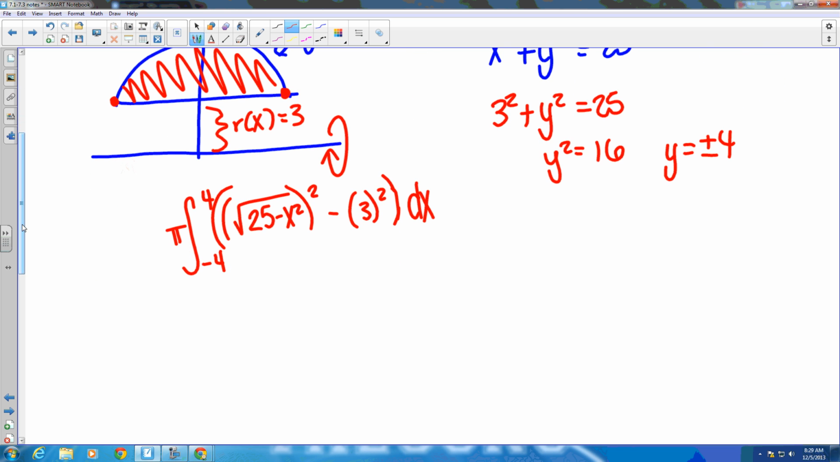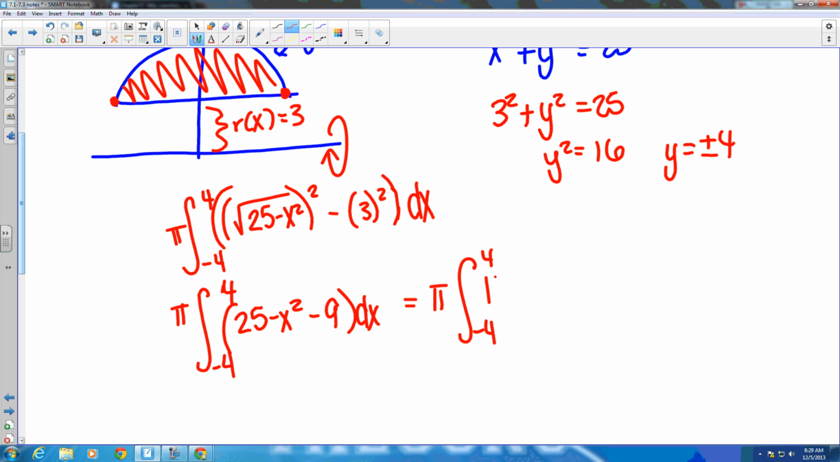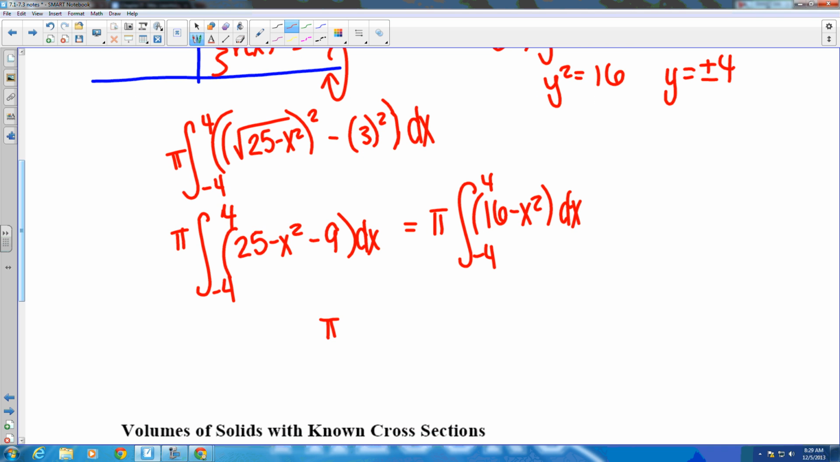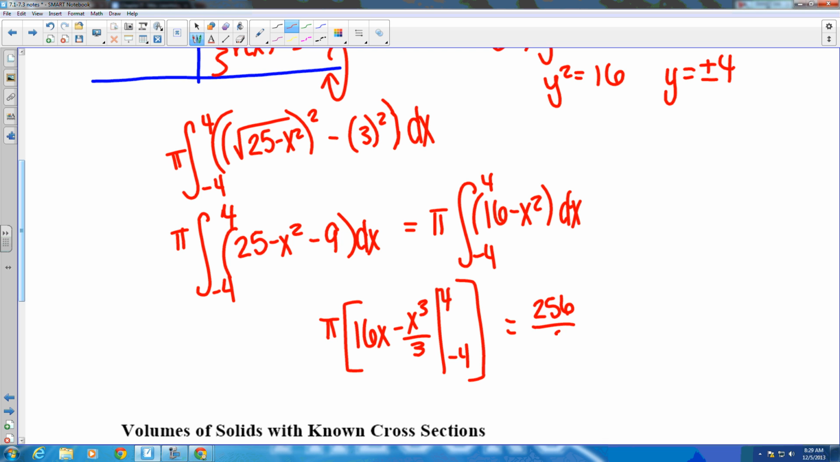Okay, so if I simplify this before I take the integral, this is 16 minus x squared. I always like to simplify before I take the integral to make it as easy as possible. So pi times 16x minus x cubed over 3, evaluated from negative 4 to 4, times pi on the outside, ends up being 256 over 3 pi inches cubed.